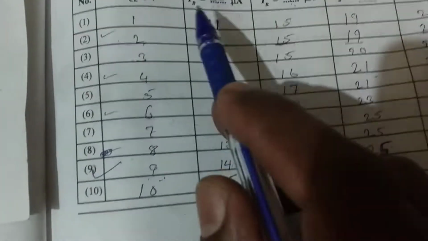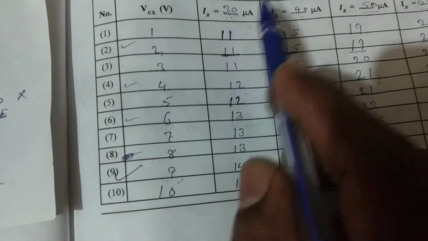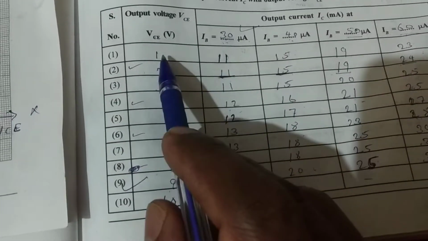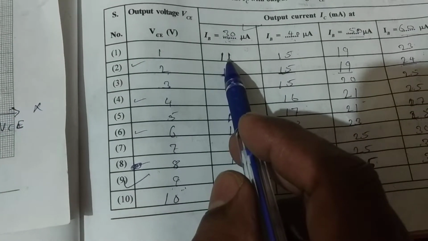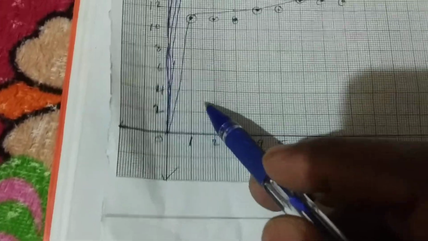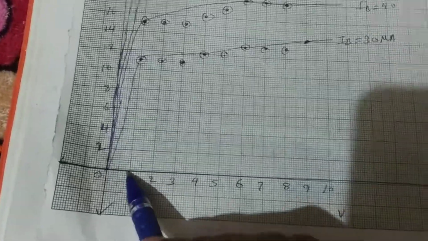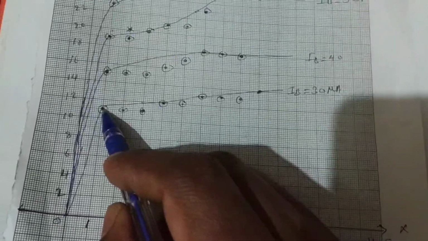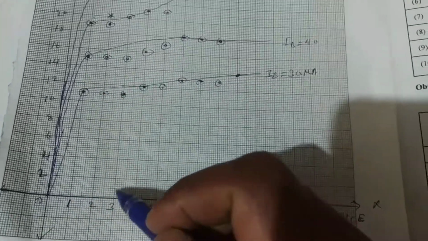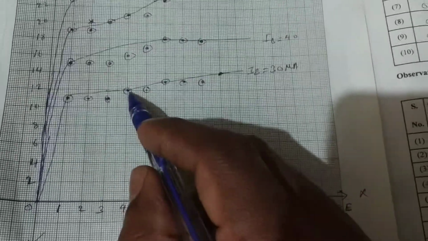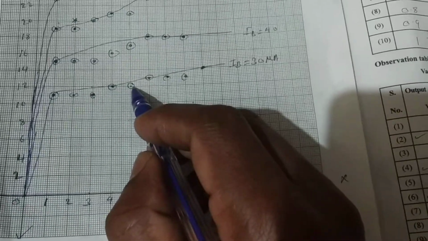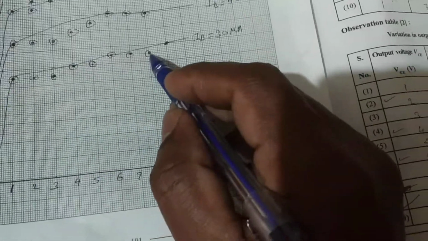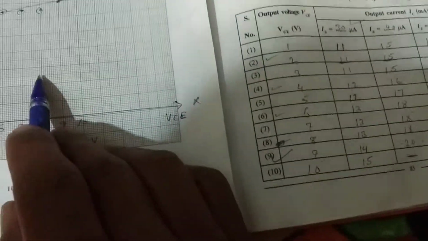I will explain the first graph. Here VC along the x-axis and this is IC. These are the various values of ICs for a constant IB of 30 microampere. First is 1 volt and the corresponding IC is 11. So look at the graph. First VC is equal to 1 volt, along the y-axis 11. Next 2 volt also 11, 3 volt also 11. Next 4 volt it is coming 12 and 5 volt also 12, then 6 volt 13, and 7 volt 13, 8 volt 13, and 9 volt 14.